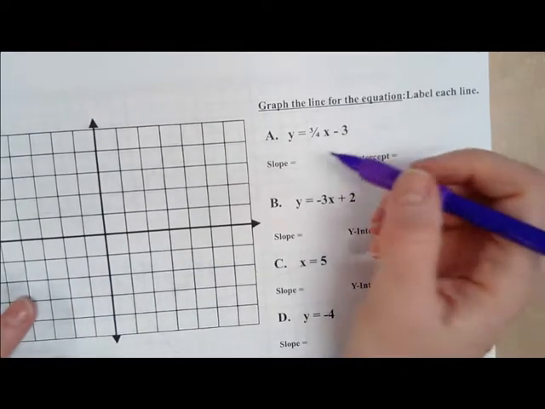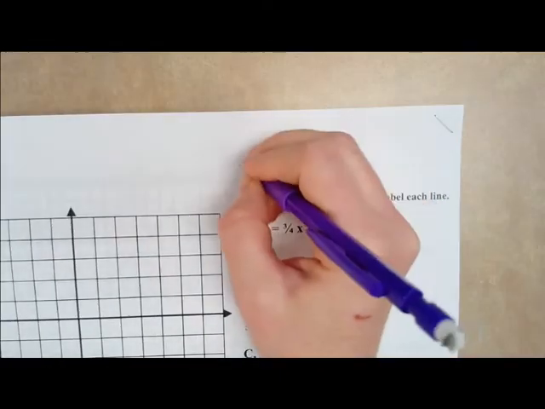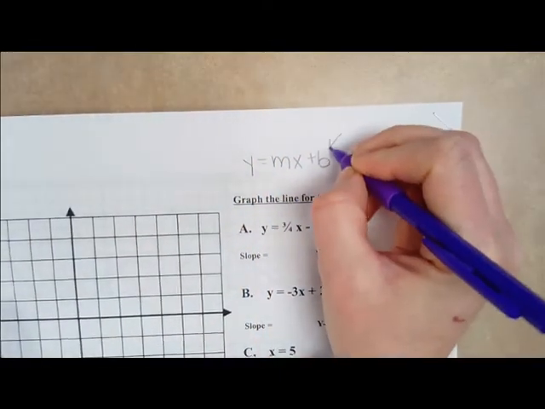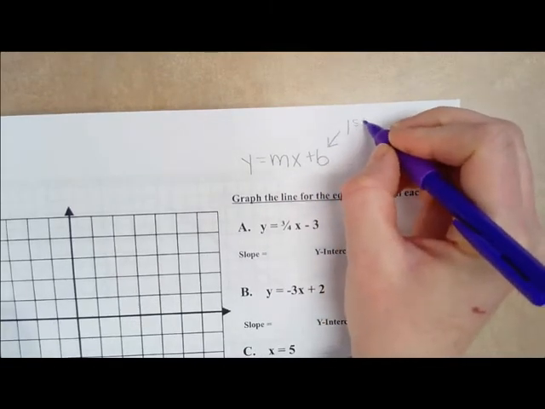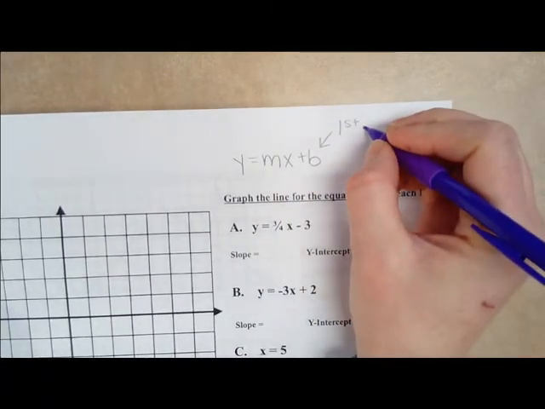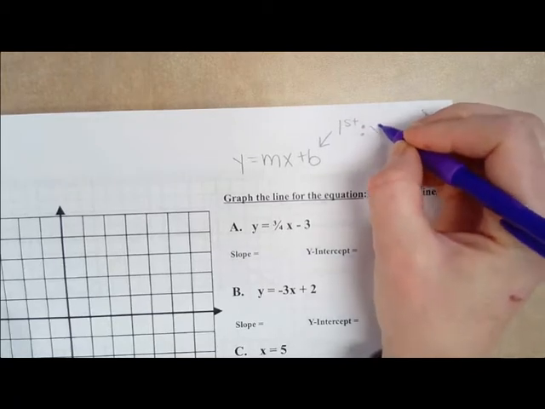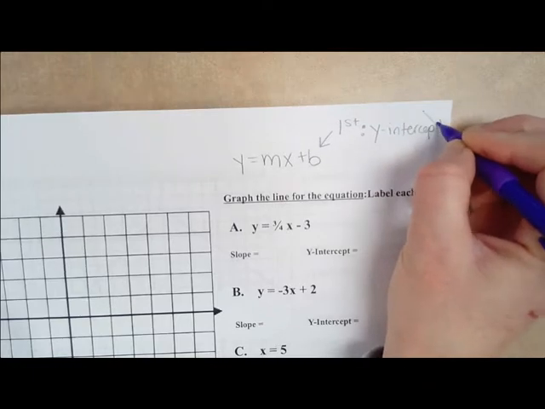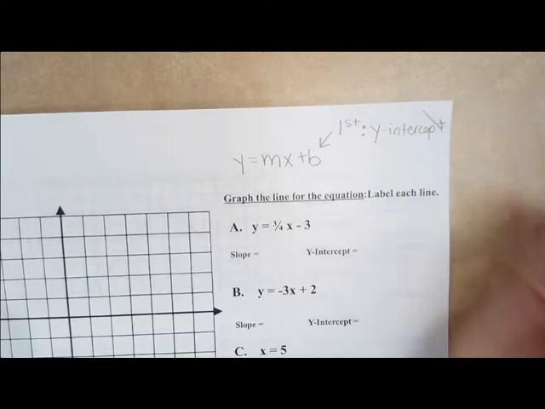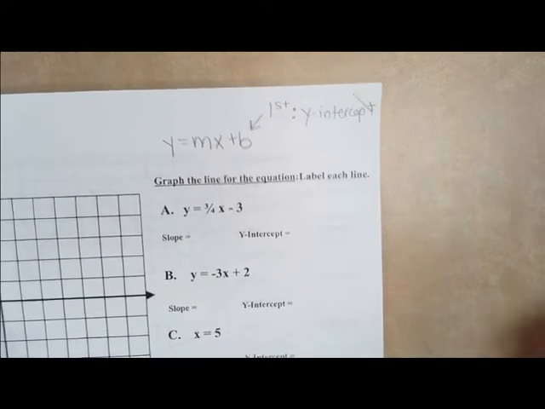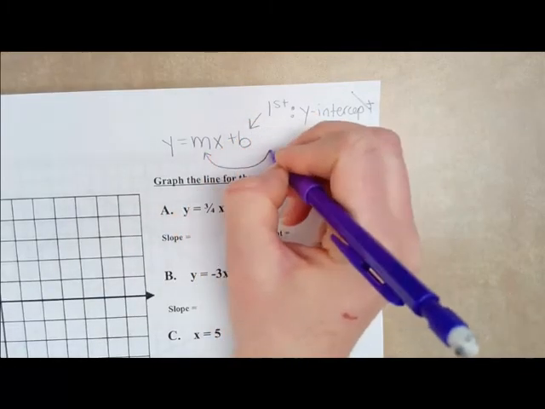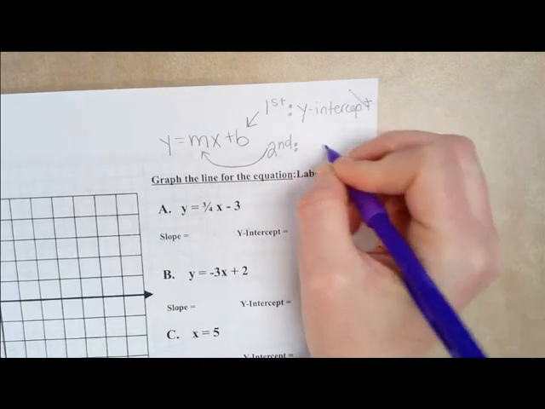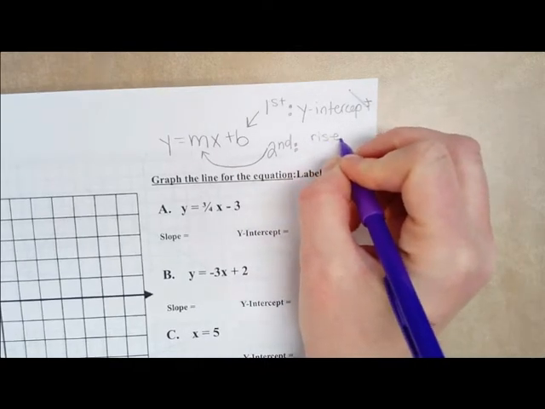Whenever you graph, if we have y equals mx plus b, we first start with our b. That is the first thing we graph, and we graph that on the y-axis. So that's your y-intercept. This is just a review. And then the second thing we do is our slope. And our slope is we count rise over run.